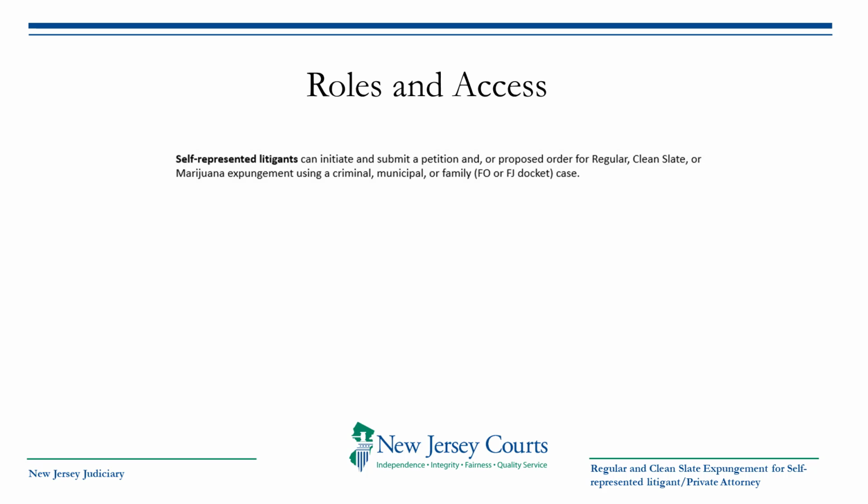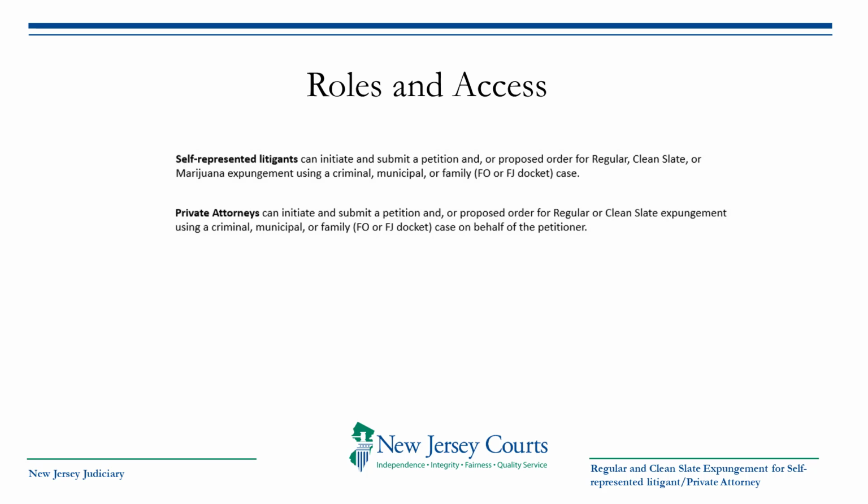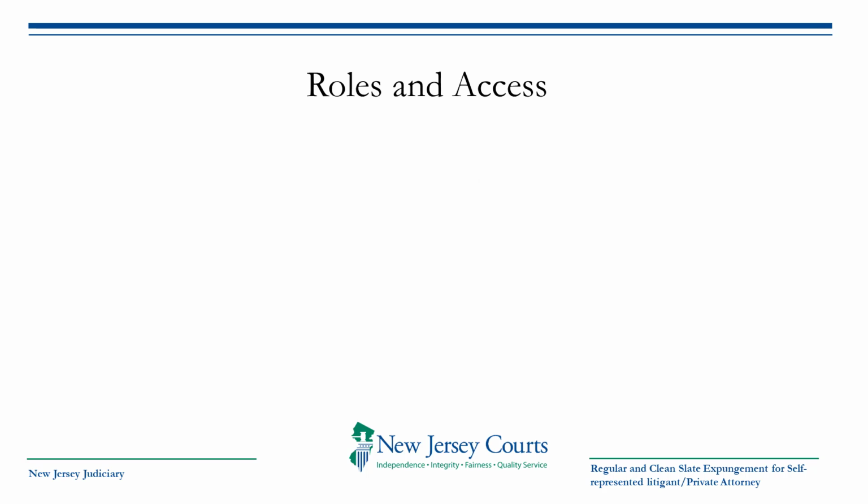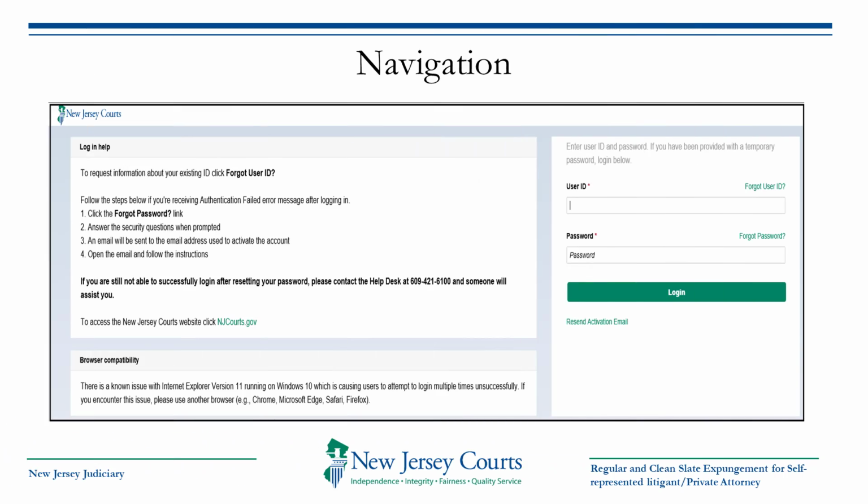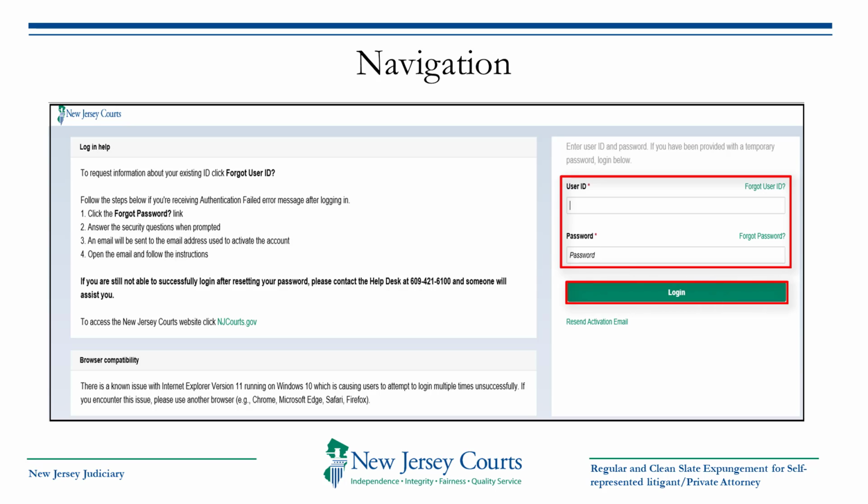Self-represented litigants can initiate and submit a petition and/or proposed order for regular, clean slate, or marijuana expungement using a criminal, municipal, or family FO or FJ docket case. Private attorneys can initiate and submit a petition and/or proposed order for regular or clean slate expungement using a criminal, municipal, or family FO or FJ docket case on behalf of the petitioner. The self-represented litigant enters login credentials established via the self-registration portal and clicks the Login button. Private attorney enters the login credentials, valid attorney ID and password, and clicks the Login button.